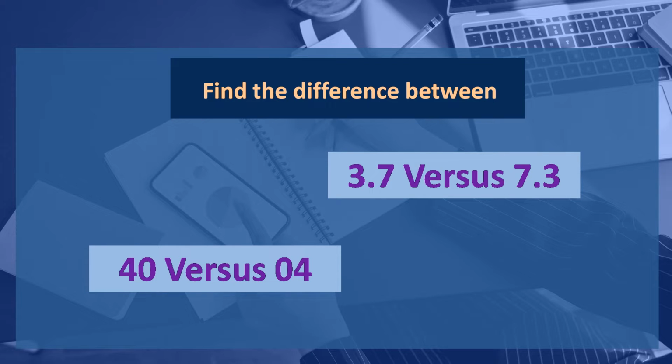So if I ask you to find the difference between 3.7 and 7.3 without context, at the most you will say this is the lowest number, this is the highest number. 40 and 04, here also there is no context. So at the most we can say this is a reversal of numbers. It's 10 times of 04 that becomes 40. Like that you can give very generic information about these numbers.